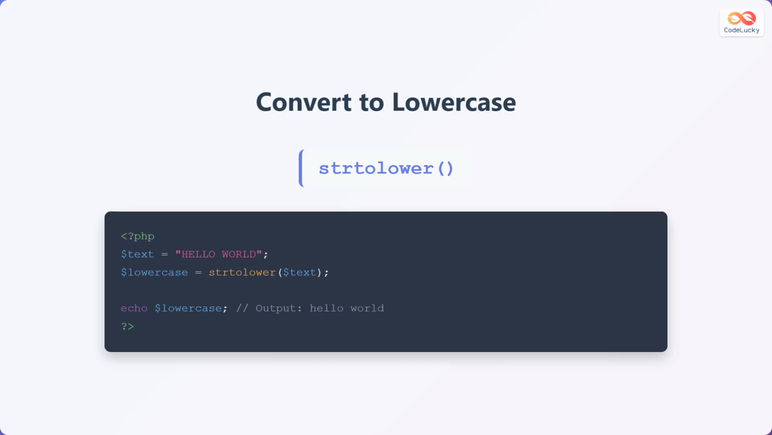Next, we have the strtolower function, which converts all characters in a string to lowercase. Here's an example. The $text variable is assigned the string "HELLO WORLD". Using strtolower on $text and storing the result in $lowercase, we get an output of "hello world" when we echo $lowercase.